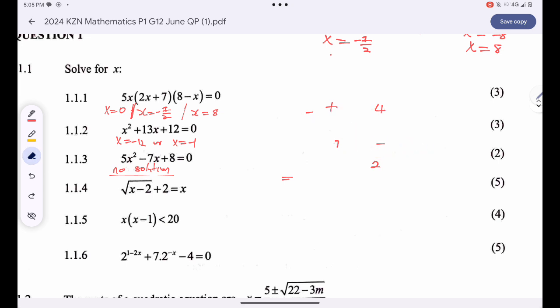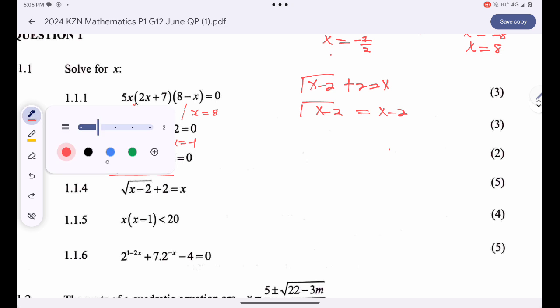We are given an equation which is in surd form. We are supposed to solve for x. All we have to do is to make sure that we remove the surds. But before you remove the surds, there are things that we need to do. The first thing we need to do is to isolate the surd that we want to remove. So on the left hand side, I'll be left with just the square root of x minus 2 is equal to x minus 2.